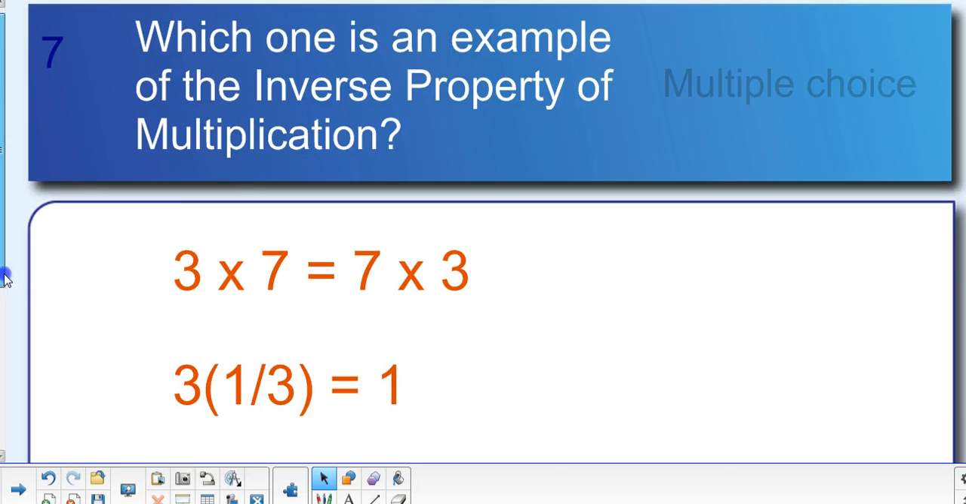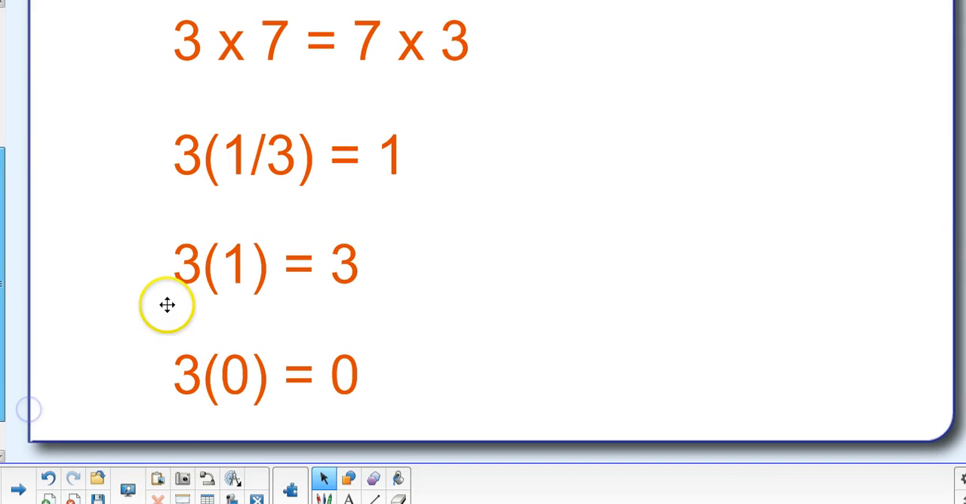Which one is the inverse? The inverse is not multiplying by 1, the inverse gives you 1. So it is the second one. Any number times its reciprocal equals 1. So 1/3 and 3 are multiplicative inverses. Using multiplication as an adjective, that's multiplicative.